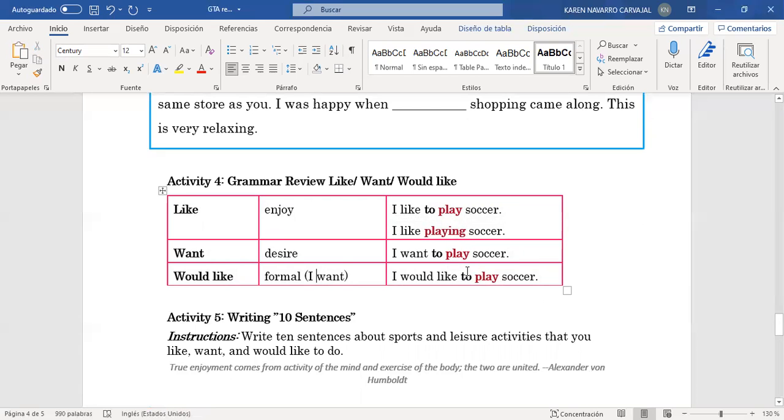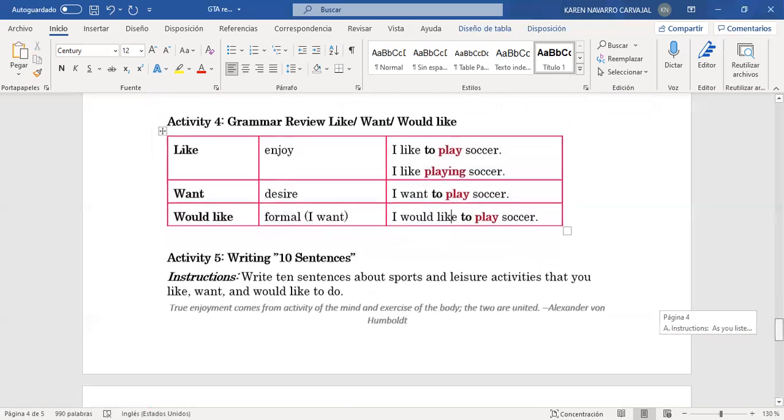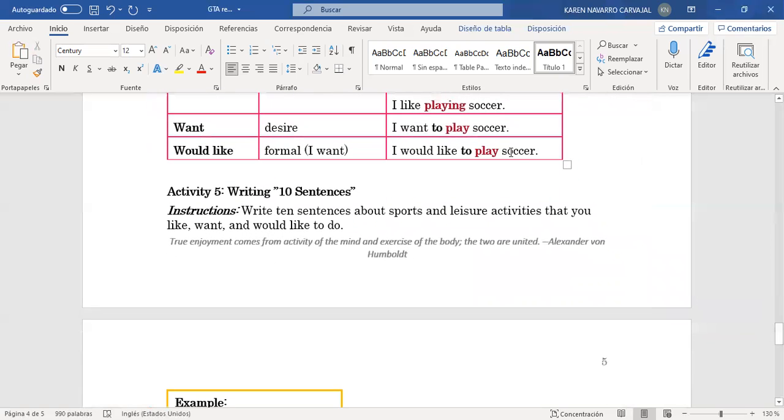Then we have want. I want to play. This is the infinitive. So you can say, I want to play soccer. That's a desire. And would like, it's like saying I want, but in a more formal way. Remember that we saw this in a lesson. I recorded a video and I sent it to you. So you can say, I would like to play soccer, right?